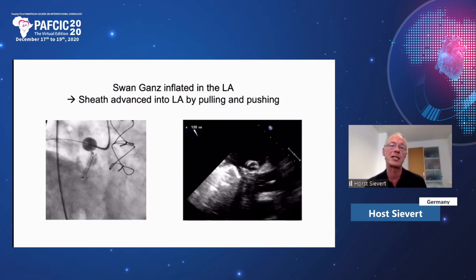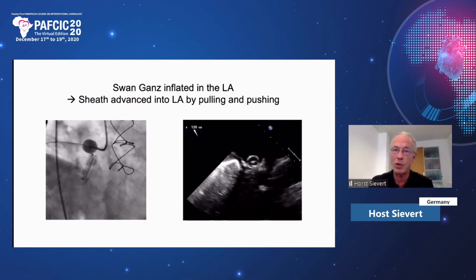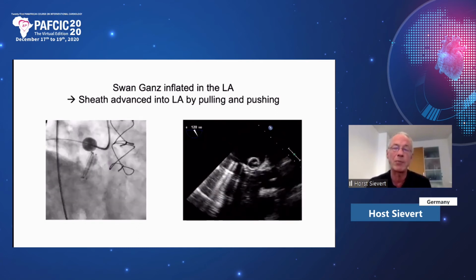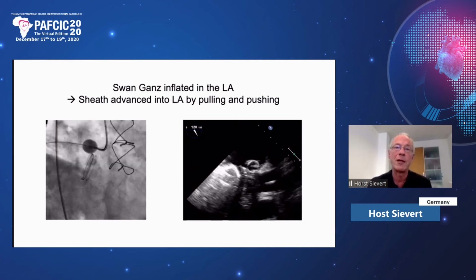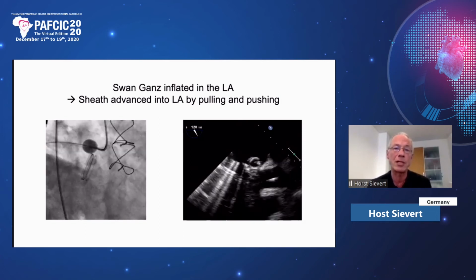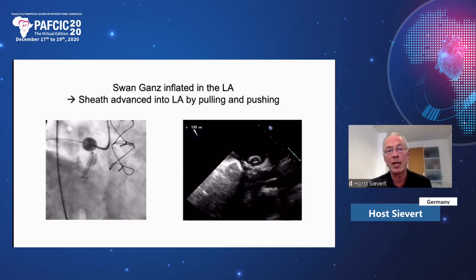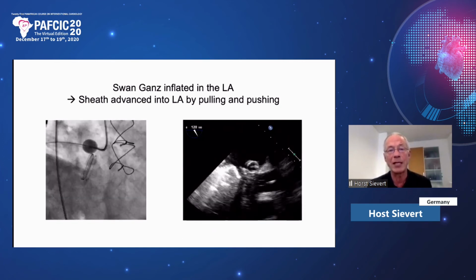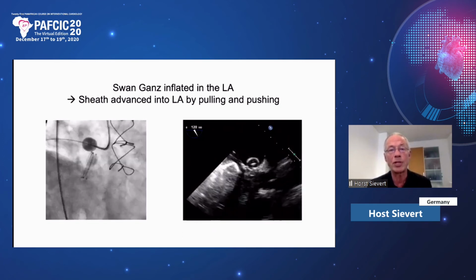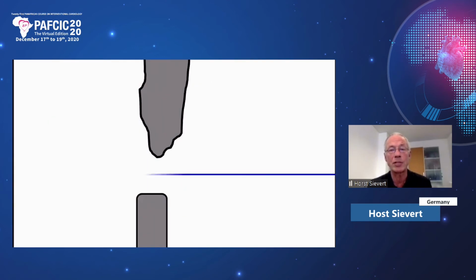So in this case, we were able to insert a Swan-Ganz catheter into the left atrium, but no sheath and no catheter. So then we advanced the sheath into the left atrium, coming from the aorta and the left ventricle, by pulling and pushing at the same time. So the balloon is inflated on the LA side, and then we pull and push, and this brings the sheath across.